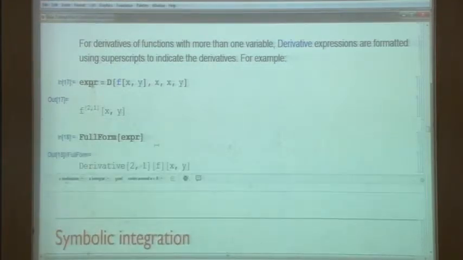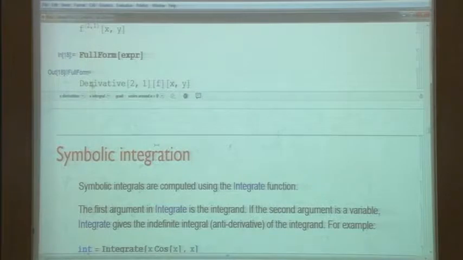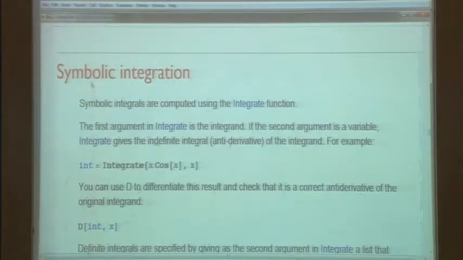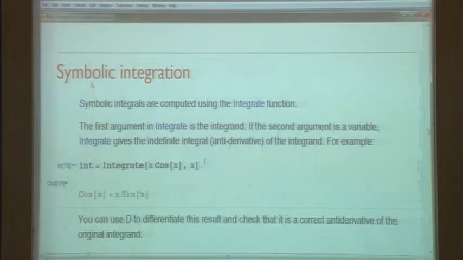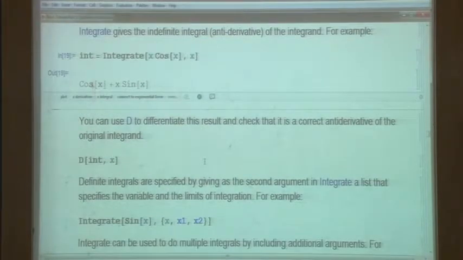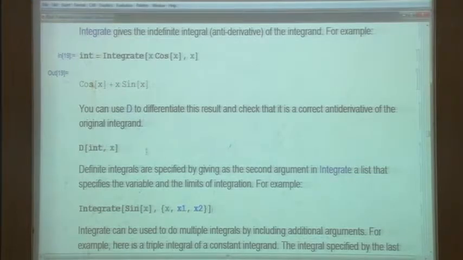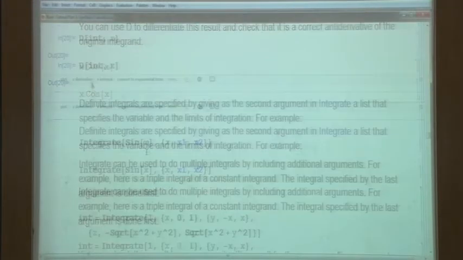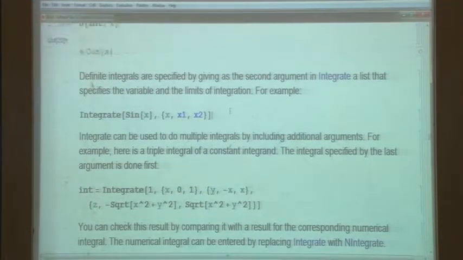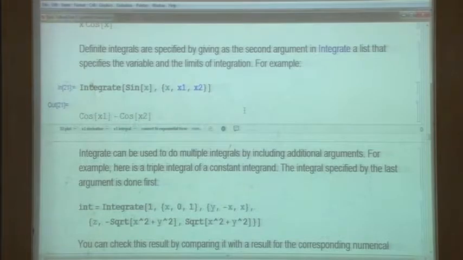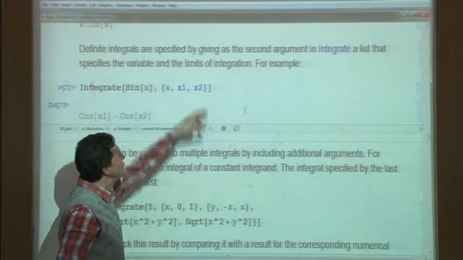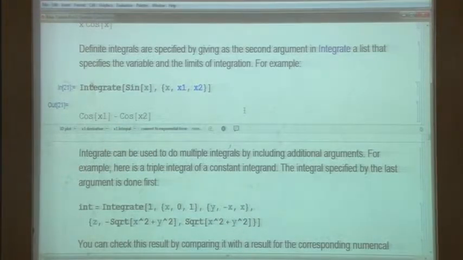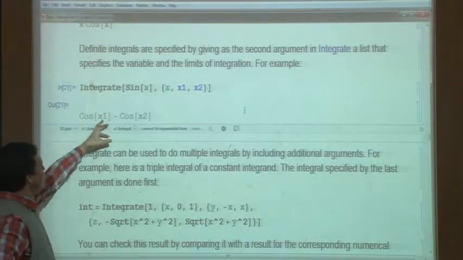Okay. There you go. Then we can do symbolic integration, of course. And then we can check that the result is correct by, again, applying the fundamental theorem of calculus, right? Differentiate the result in terms of x, and we got back the function. We can even try to do integration between symbolic values, right? So Mathematica is telling us it will be cosine of x1 minus cosine of x2.